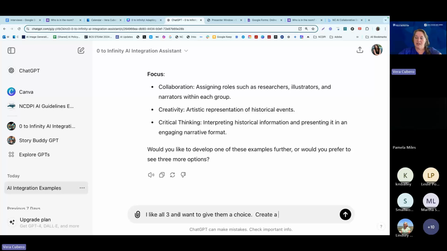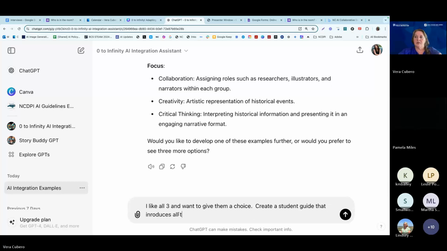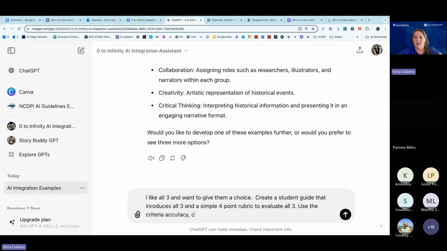And so I'm going to say, create a student guide that introduces all three, and a simple 4-point rubric to evaluate all 3. And I could also give it the criteria. I could say use the criteria for accuracy, creativity, collaboration, and critical thinking, I'll say.